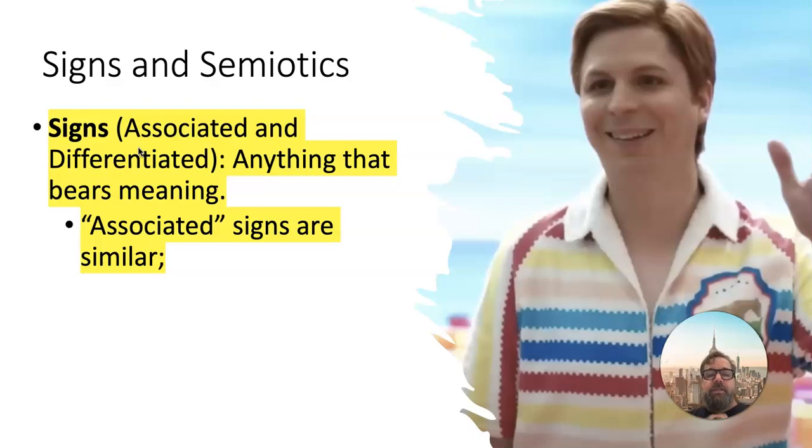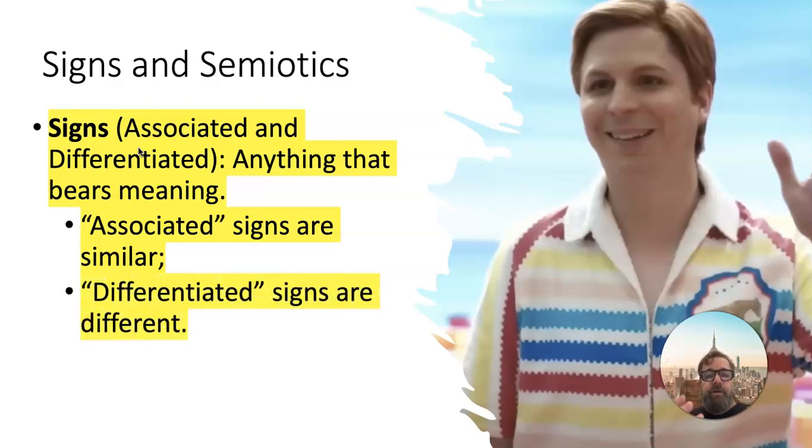And associated signs means signs that are similar. So Ken and Alan are similar in that way. However, they're very different. It's this idea of differentiated signs: signs that are different from each other. So Ken and Alan are similar, but they're very different.